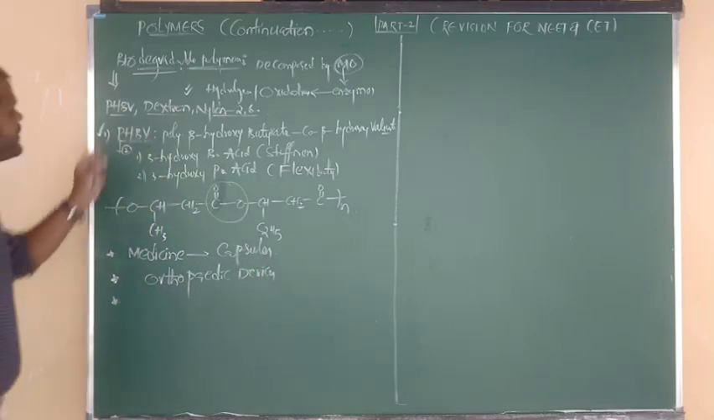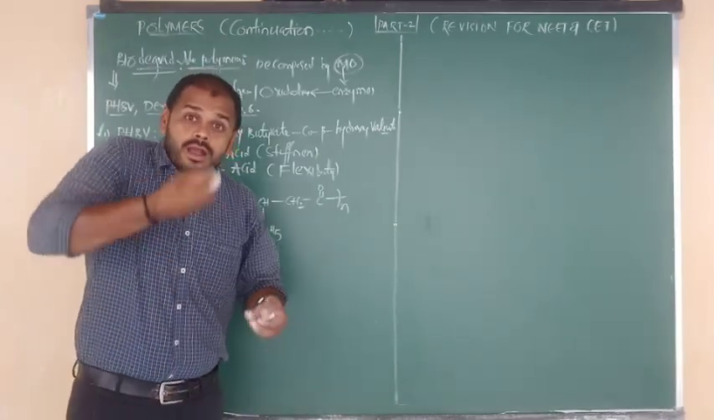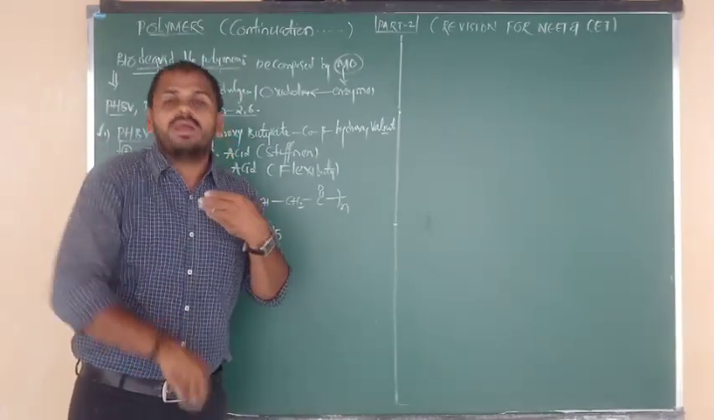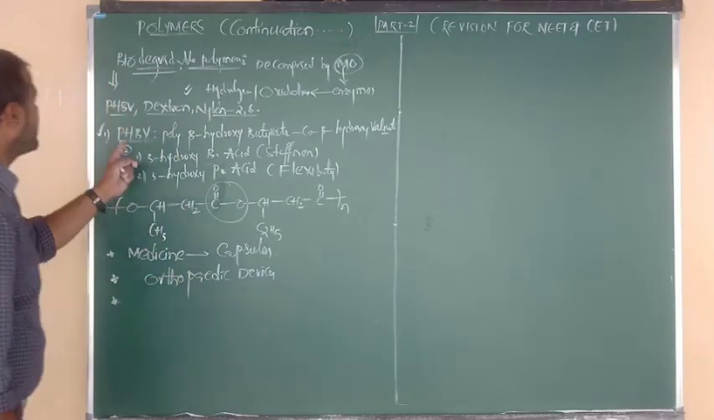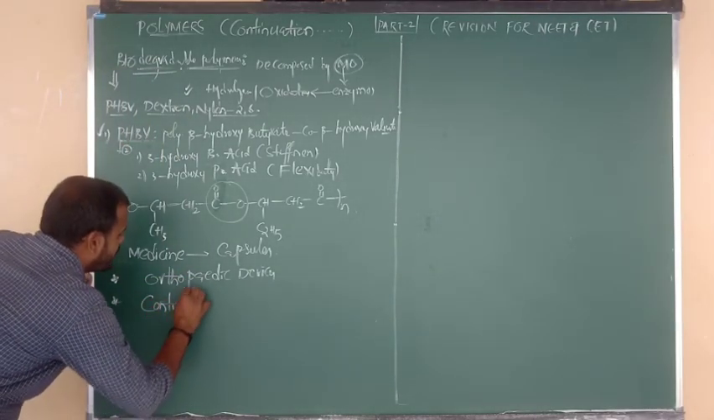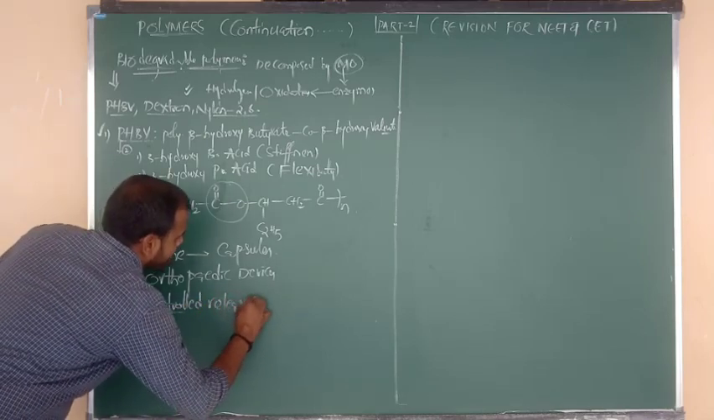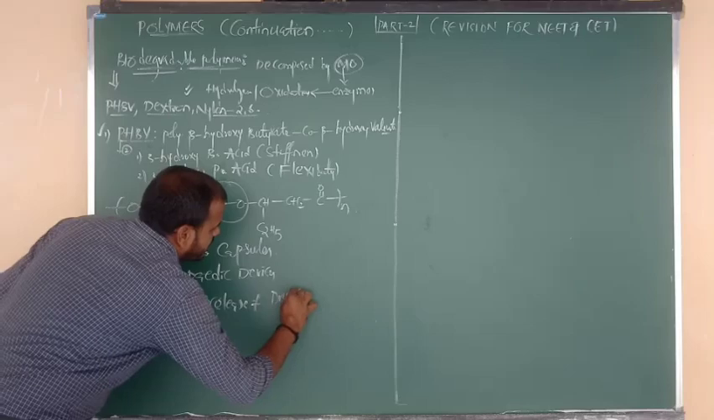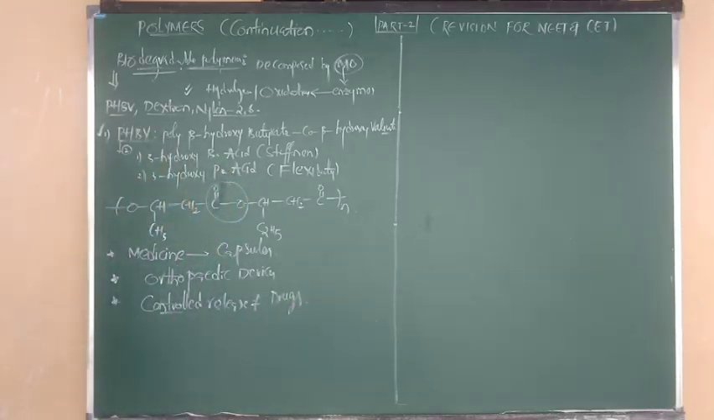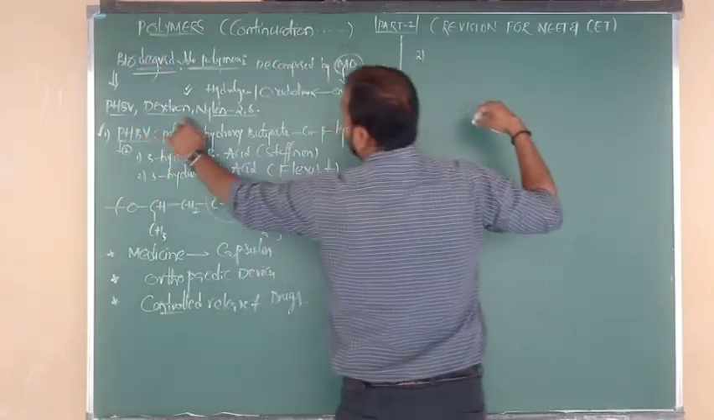Next, the use of PHBV is in controlled release of drugs. To inject drugs inside, we can take the help of PHBV. So we can say it can be used for controlled release of drugs. It can be used for drug release. Okay, good.